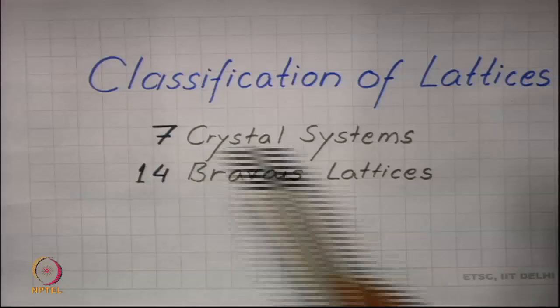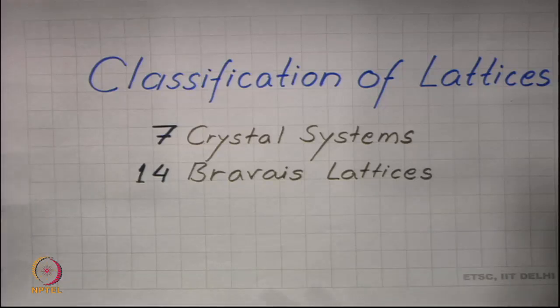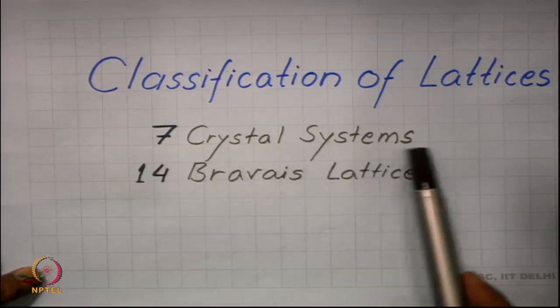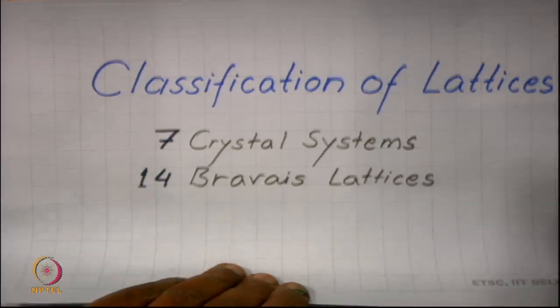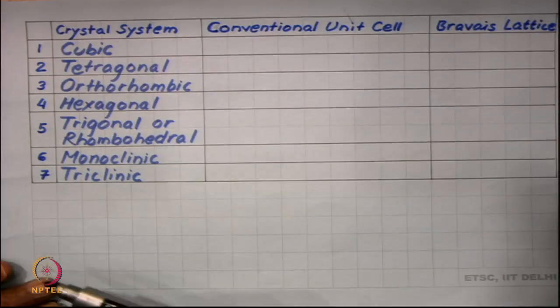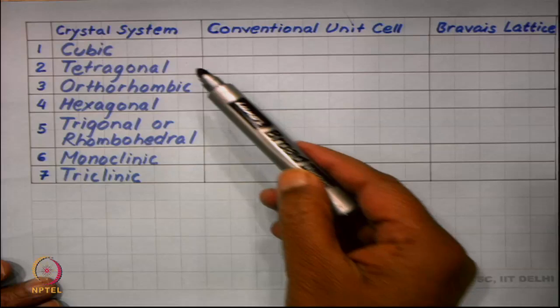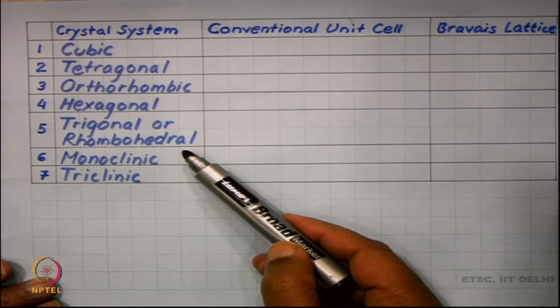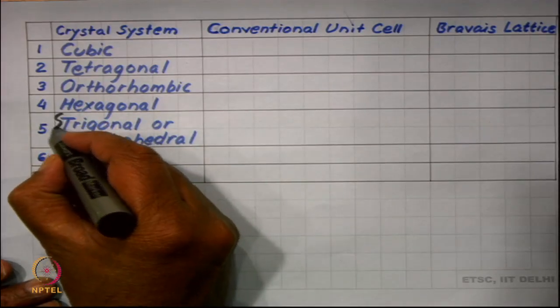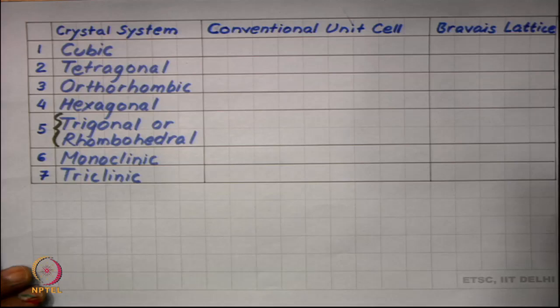Two important systems are in common use. One of them classifies crystals into 7 crystal systems and the other into 14 Bravais lattices. So, let us look at them. Here is the list of 7 crystal systems. We have cubic, tetragonal, orthorhombic, hexagonal, trigonal or rhombohedral. So, there are two alternative names for the same system, monoclinic and triclinic.